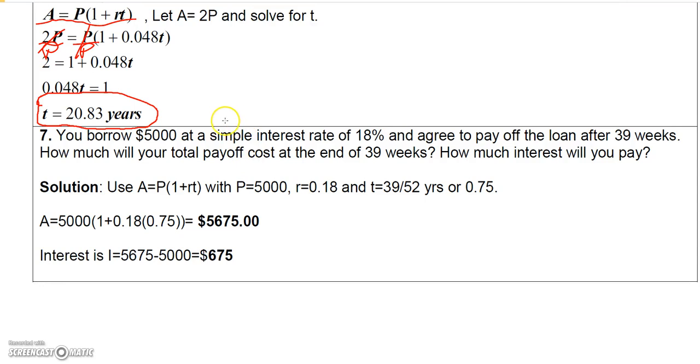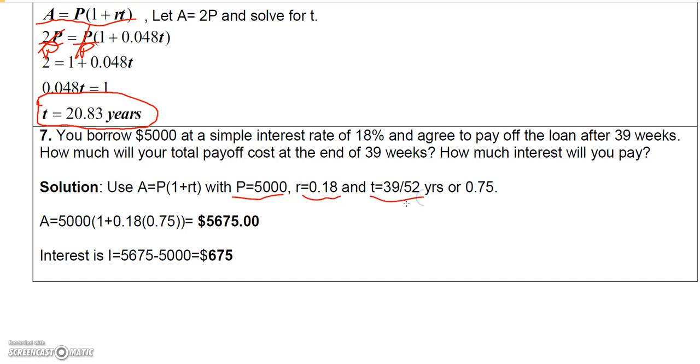And then the last problem, I went back to the basics. You borrow $5,000 at a simple interest rate of 18% and agree to pay off the loan after 39 weeks. How much will your total payoff cost at the end of 39 weeks, and how much interest will you pay? We're just going to use this formula, A = P times (1 + RT). We know the principal is 5,000. We know the rate is 18%, and decimal be 0.18.